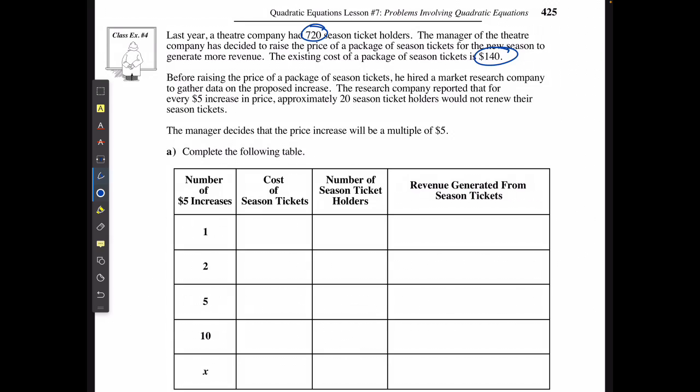The current cost is $140. Before raising the price of a package of season tickets, he hired a market research company to gather data on the proposed increase, and they said that for every $5 increase in price, about 20 season ticket holders would not renew. So each time it goes up by $5, 20 fewer season ticket packages are going to be sold.